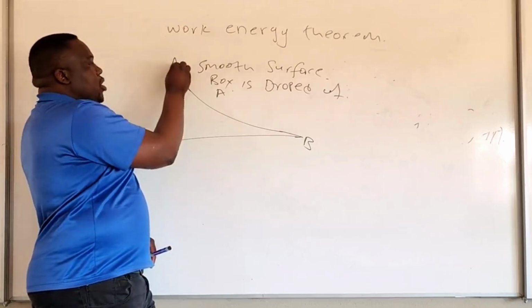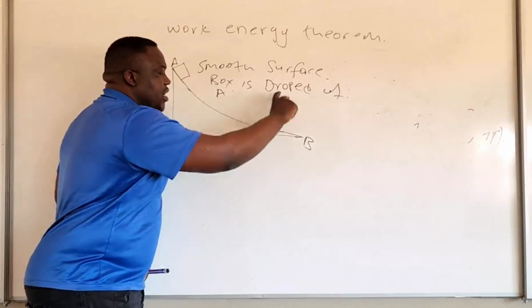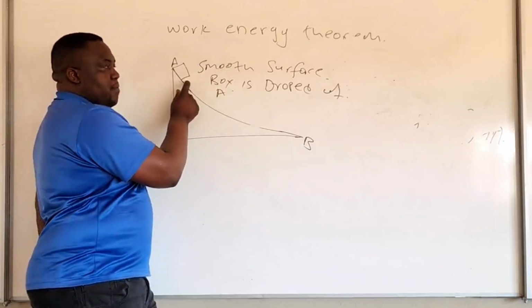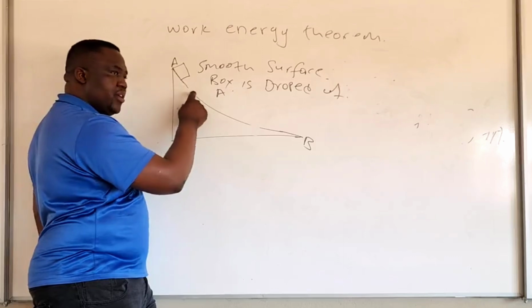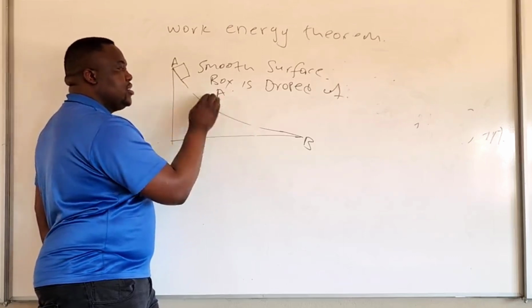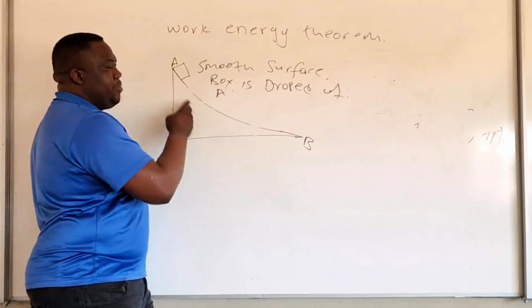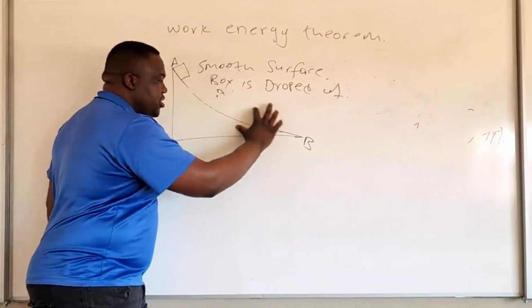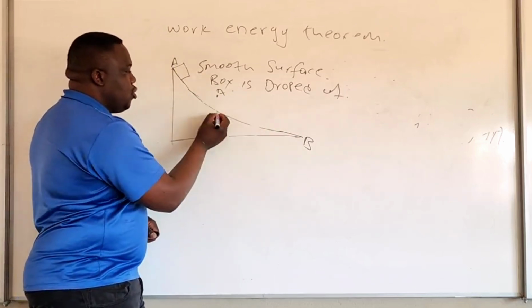When you leave this box at A, the box is going to do what? It is going to move down the incline. Notice that the surface on which the box is moving is a smooth surface. The second thing to notice is that there is no applied force, because the box is being dropped here. The box is moving on its own. There is no force applied which is causing the box to move.